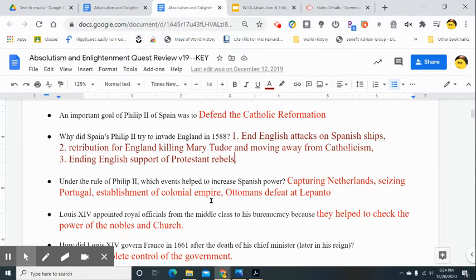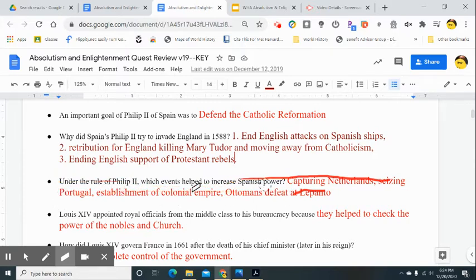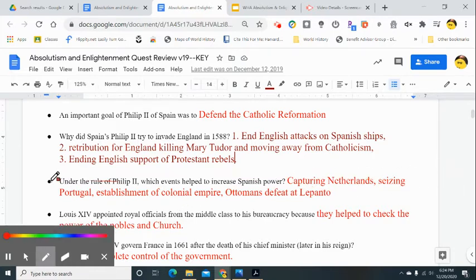Which event helped to increase Spanish power? We're going to cross this one out for this particular test. But you should know what these are: capturing the Netherlands, seizing Portugal, establishing a colonial empire, and the Ottomans defeated at Lepanto. Those were in your notebook. But for this particular test, we're going to cross it out. We're not going to do this one. You won't see that one on yours.